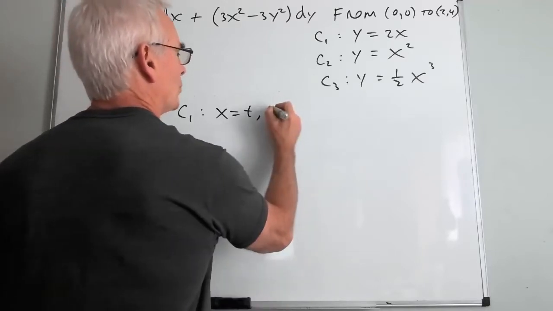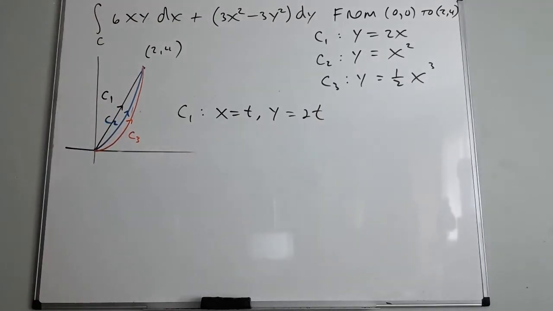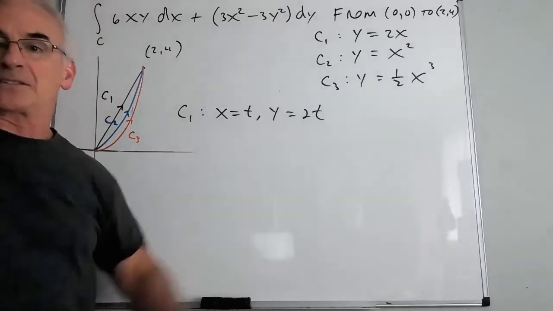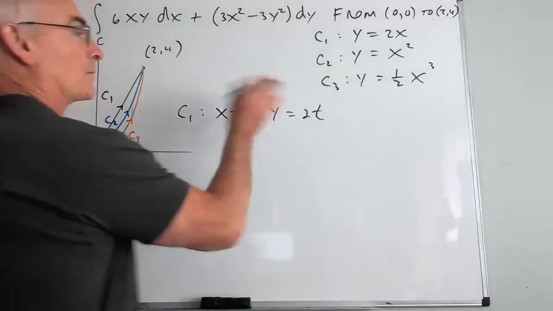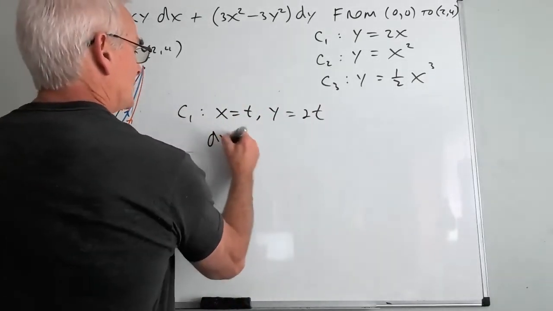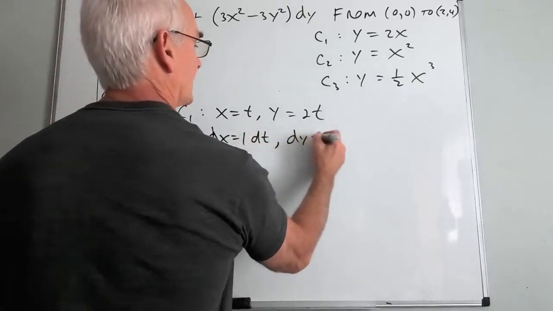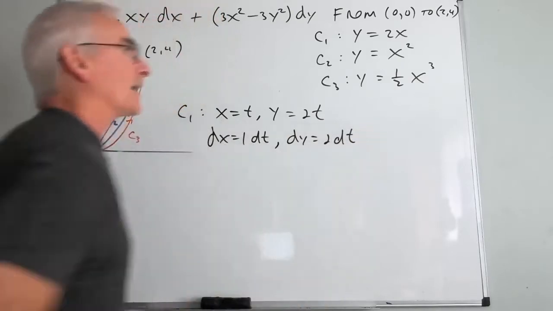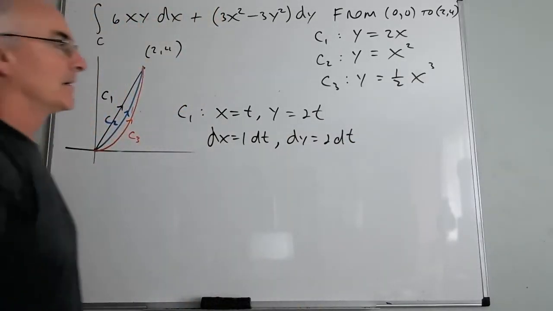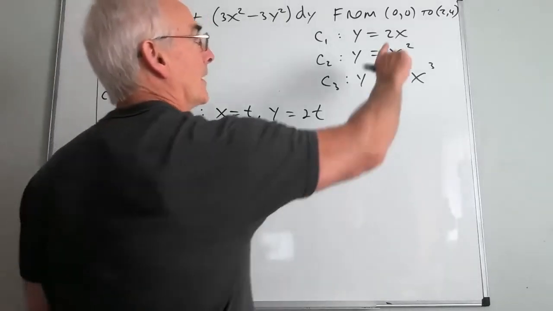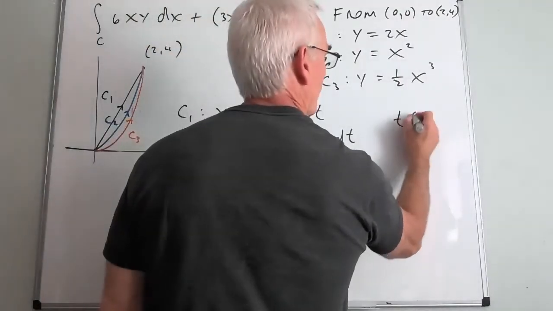This is a simple rule of parameterization that hopefully you learned even in baby algebra. When you're writing y as a function of x, always pick x to be the parameter. And then y is just a function of that parameter, and you don't have to work backwards and solve. So now dx is 1 dt, dy is 2 dt. And what will the range of values of t be? I'm going from (0,0) to (2,4). So t will range from what to what?